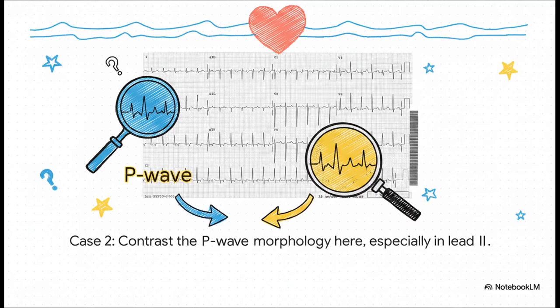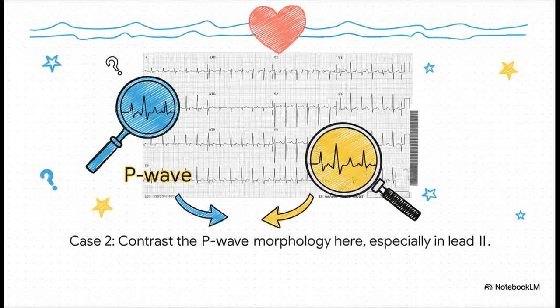Okay, now let's switch gears and look at a second case. Again, we've got a regular, narrow complex tachycardia. Let's use that same rigorous P wave analysis. We can definitely see some atrial activity before each QRS. But what's the key difference here?